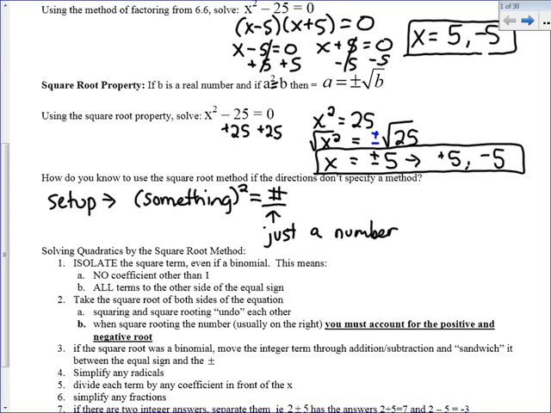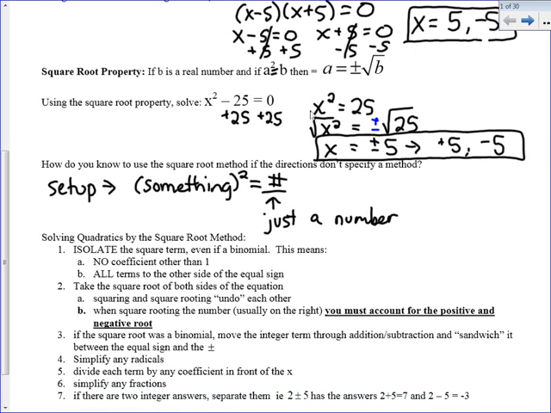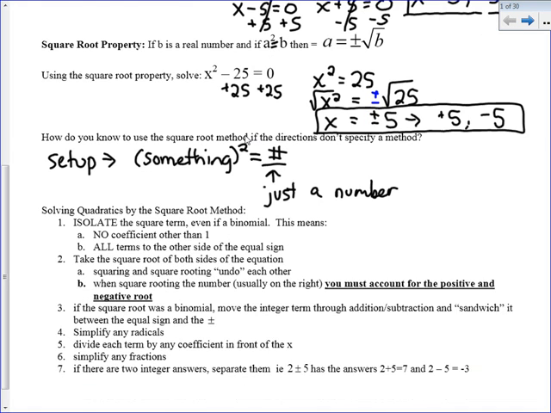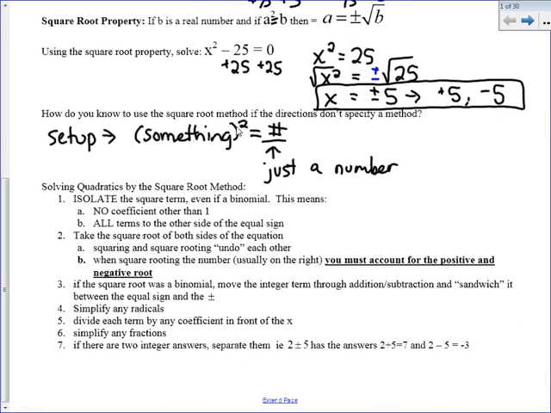So what you're really looking for, if you have x squared with no parentheses, you cannot also have the term that has x on it. It's just the x squared and just the number, or just a binomial squared and a number, nothing else. But it is a quick method if you've got that set up. So what we're going to do is solve quadratics using our square root property.